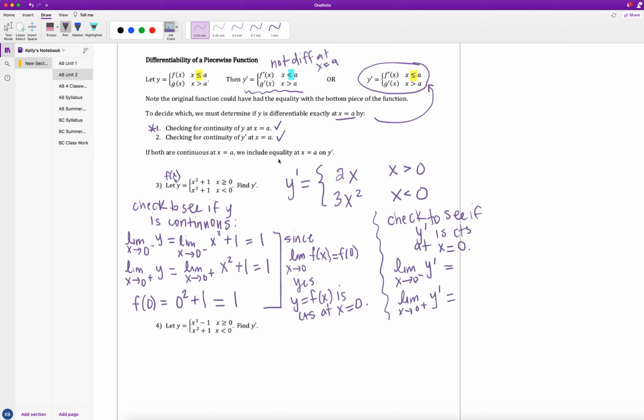Remember, we have our y prime function. It's 2x if x is greater than 0 and 3x squared if x is less than 0. So why don't you guys pause the video and find both of those limits and we'll see what we get.